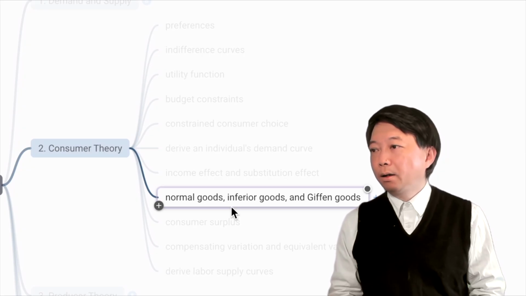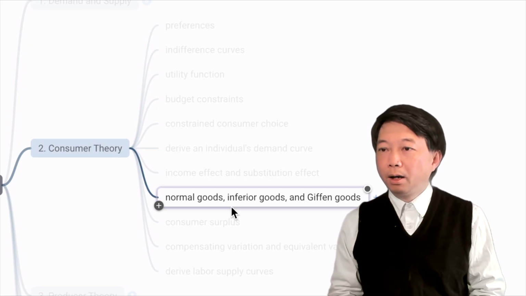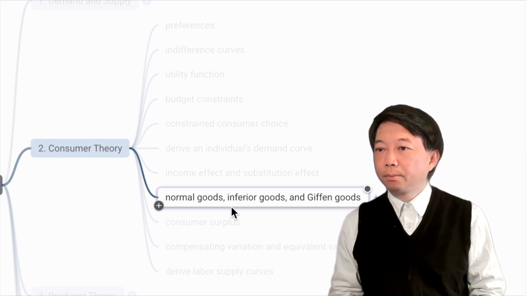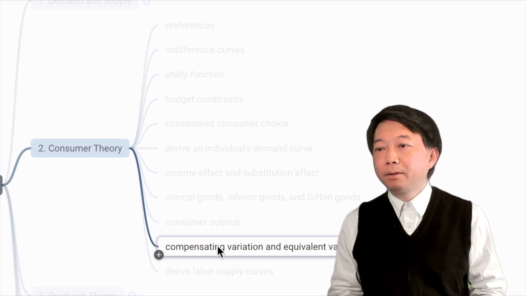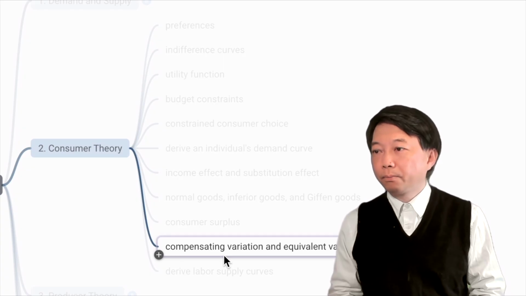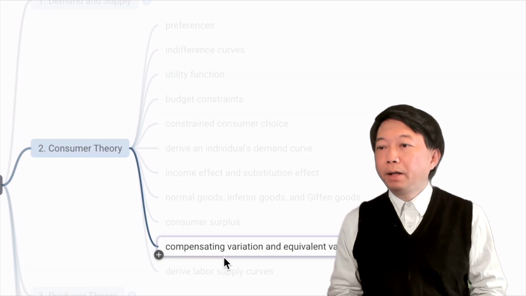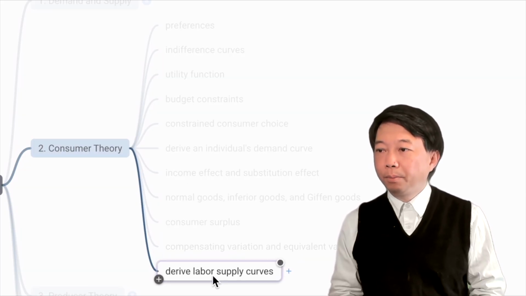Consumer welfare and policy analysis are indispensable in consumer theories. We will touch on concepts like consumer surplus, compensating variation, equivalent variation, and how to show them in a graph. Lastly, we will derive labor supply curves from the consumer's labor-leisure choice.